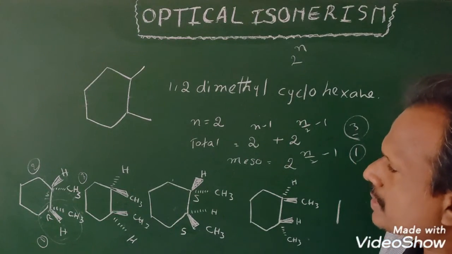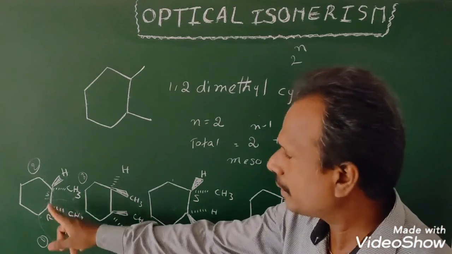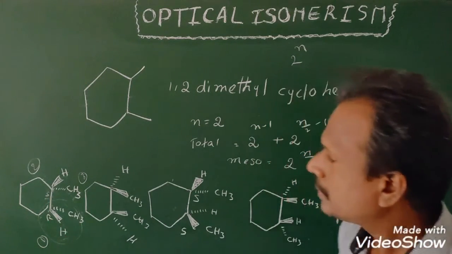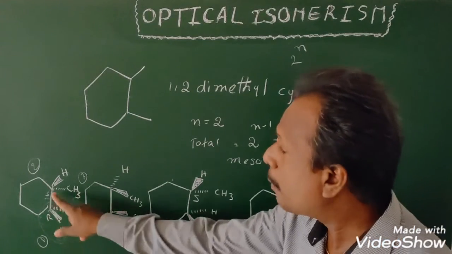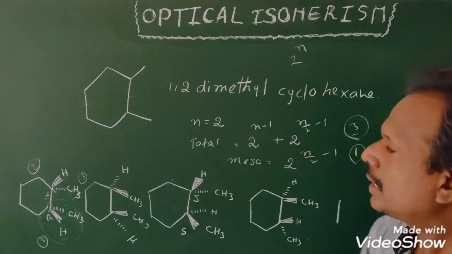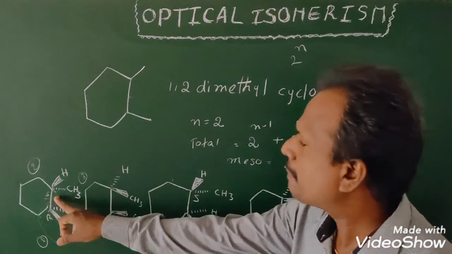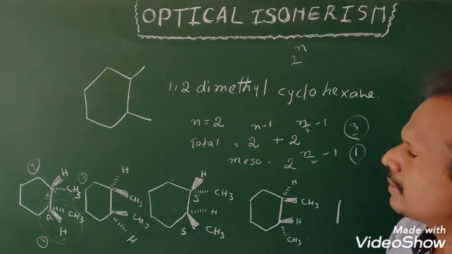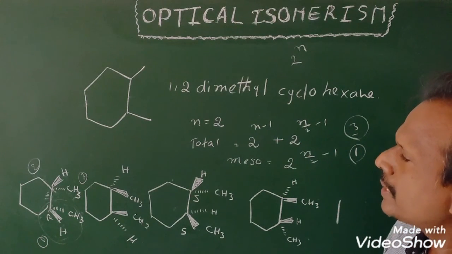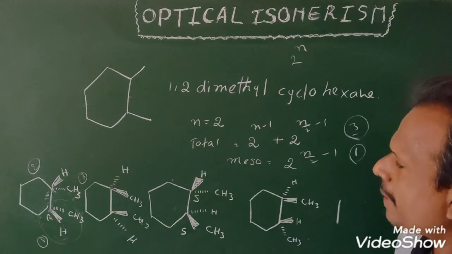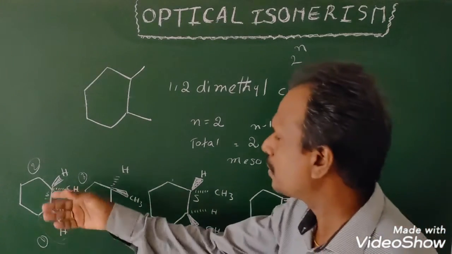This compound having 2 identical chirals. Both are identicals with opposite chirality. So it is meso compound. That means optically inactive, having plane of symmetry. Meso compound having plane of symmetry. It bisects into 2 equal halves. A plane bisects the molecule into 2 equal halves. So this is meso isomer.